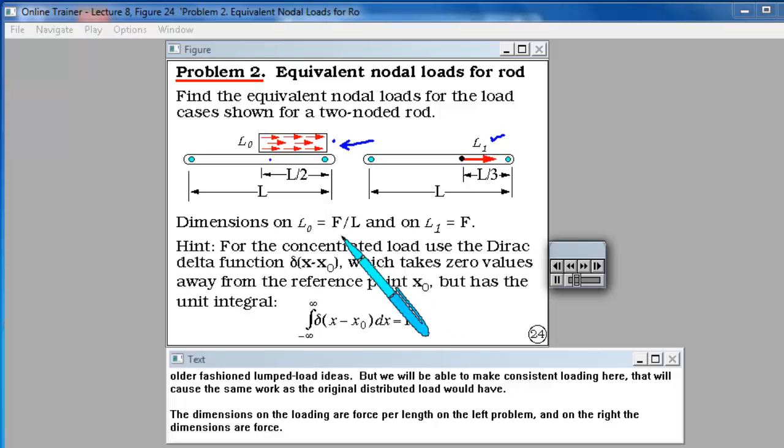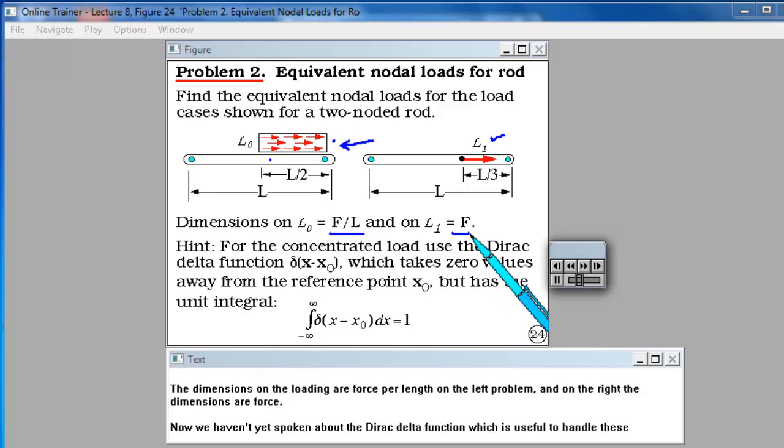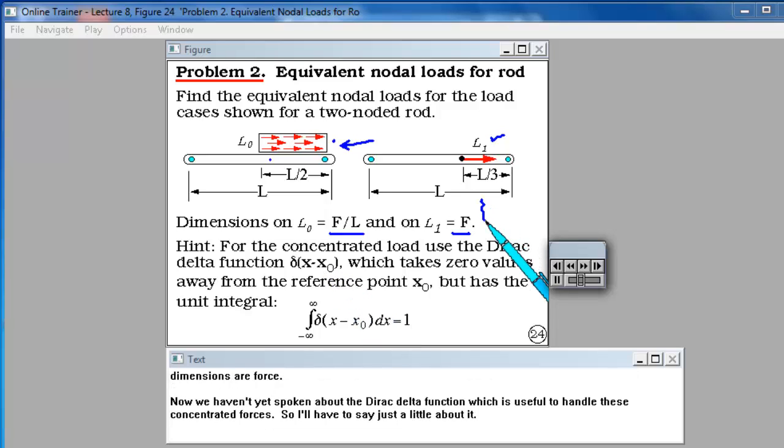The dimensions on the loading are force per length on the left problem, and on the right the dimensions are force. Now, we haven't yet spoken about the Dirac Delta function, which is useful to handle these concentrated forces, so I'll have to say just a little about it.